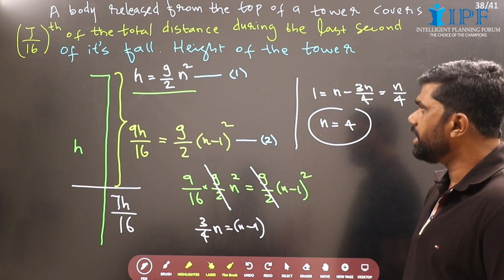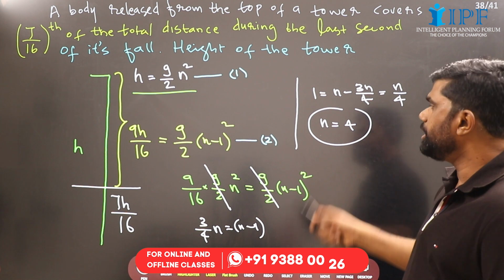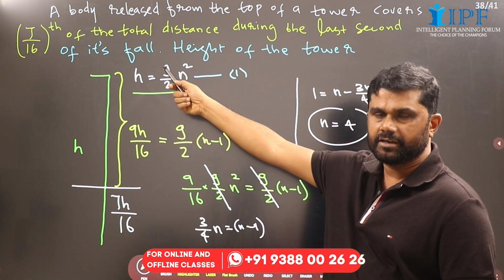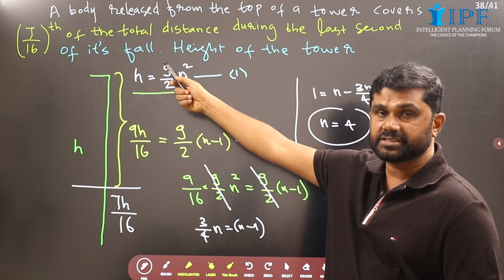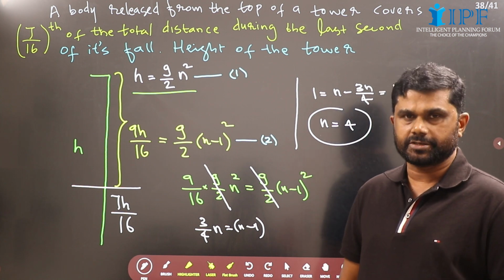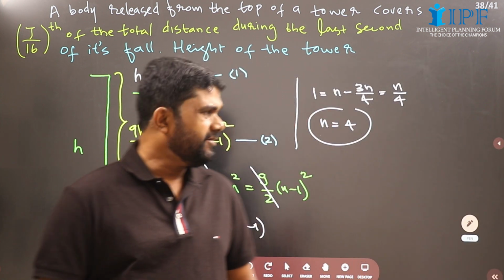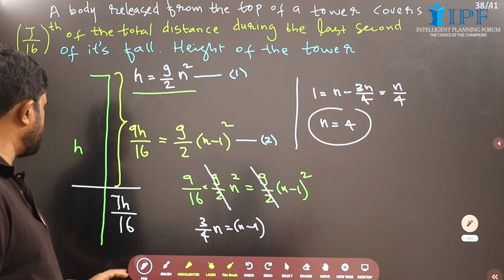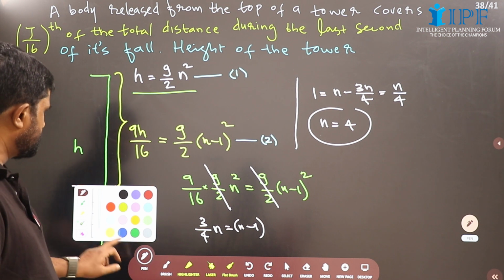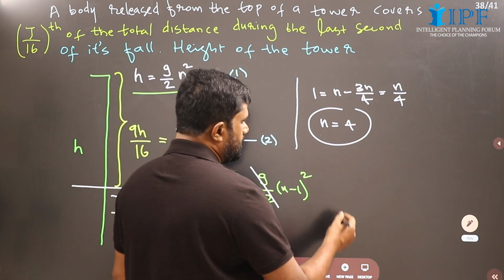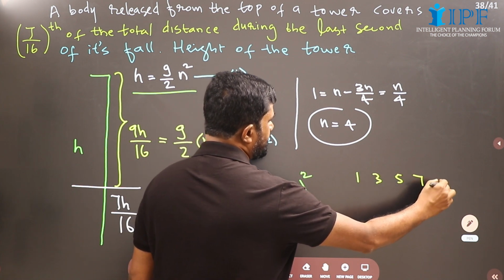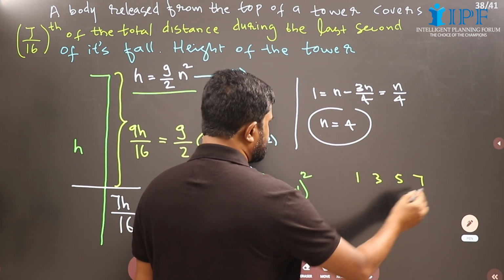Now we have to get the height of the tower. Put n equal to 4 here. n square is 16, into g is 10. 16 into 10 is 160, over 2, that is 80 meter. So the height of the tower is 80 meter. Even without doing all these, you can easily find the answer. I will show you. A body falling freely under gravity covers 1 is to 3 is to 5 is to 7 is to 9, like that.